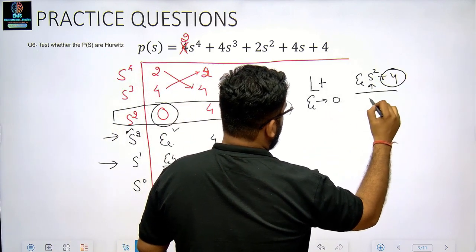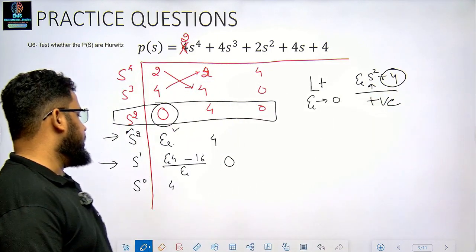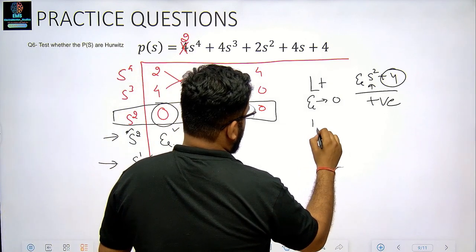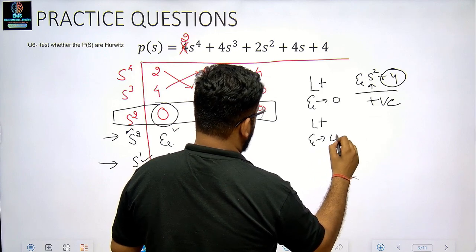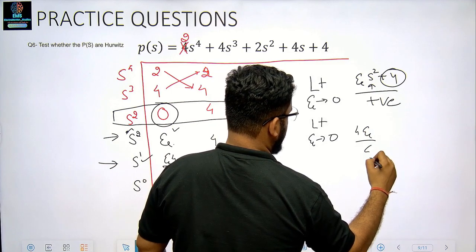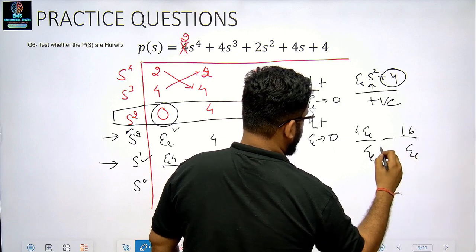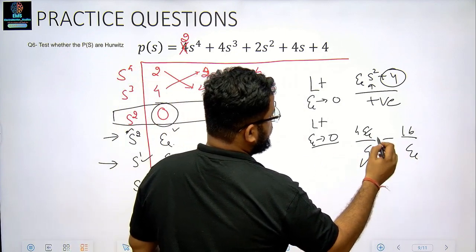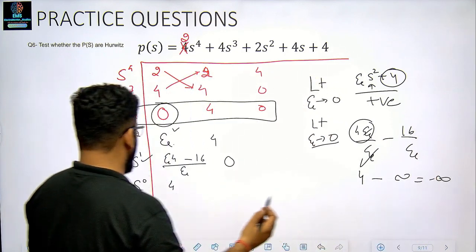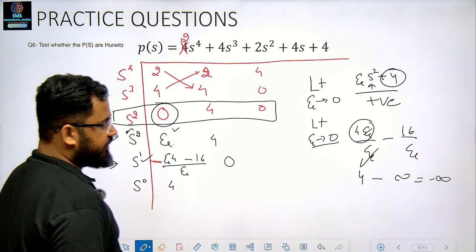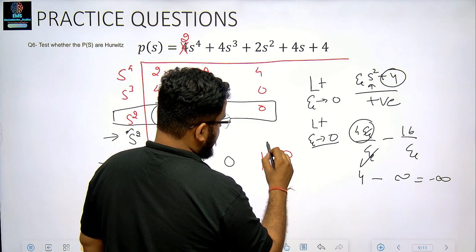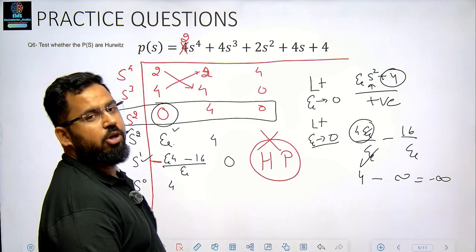For limit zeta tending to 0, this term will be tending to 0. If this term is tending to 0, the resultant will be plus 4. Still, this will be a positive coefficient, right? So moving to the S1, let's say limit zeta tending to 0, 4 zeta by zeta minus 16 by zeta, zeta gets cancelled. So zeta tending to 0, it would be 4 minus infinity. It can be driven to infinity. So this term can be a negative term. So if this can be a negative term, this whole is not a Hurwitz polynomial.